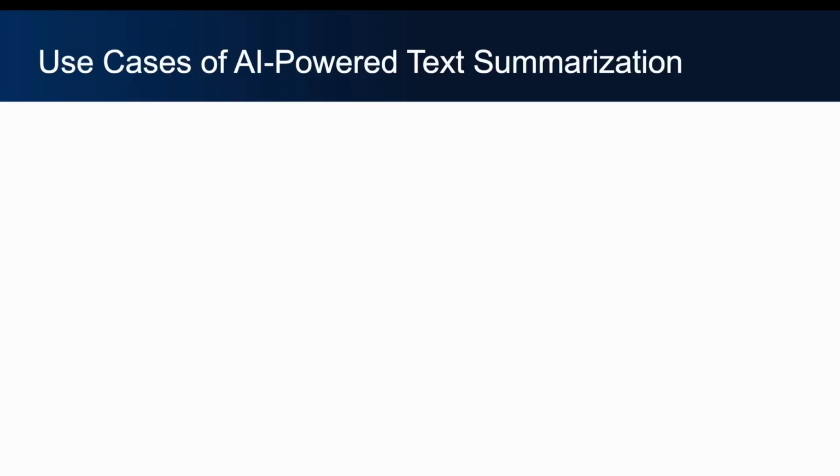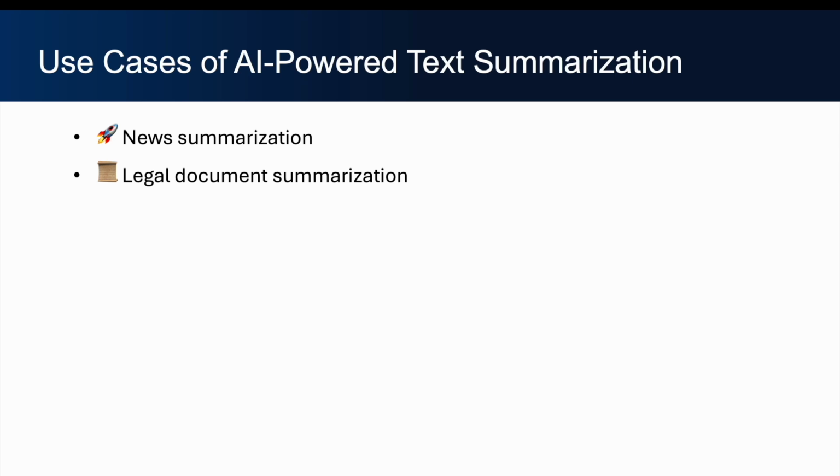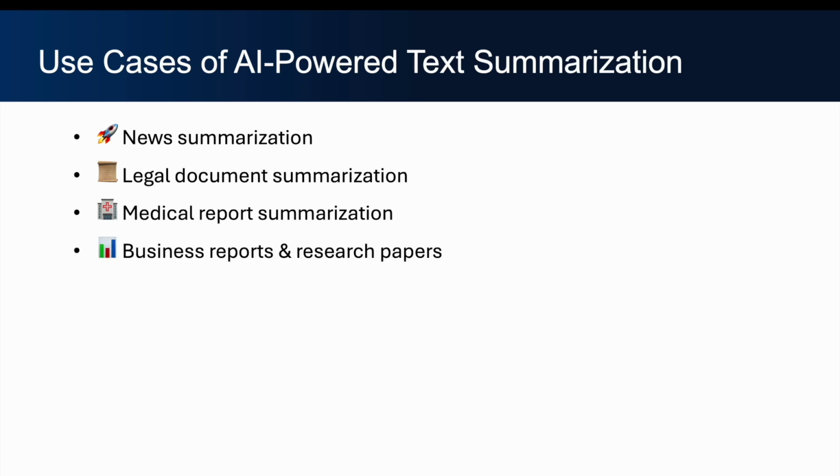The use cases of AI-powered text summarization include news summarization, where we can quickly extract key points from articles, legal document summarization, to reduce lengthy contracts to essentials, medical report summarization, where we can extract vital information from medical reports, business reports and research papers, where we can generate executive summaries, and content summarization, where we can condense long blogs and articles. So if you see, there are so many use cases for them.